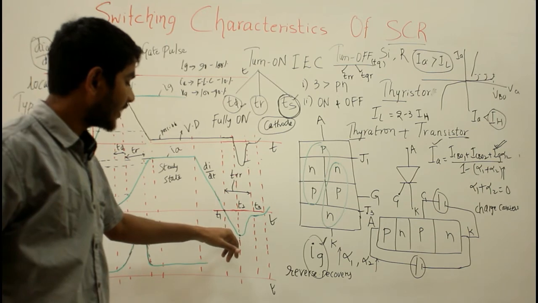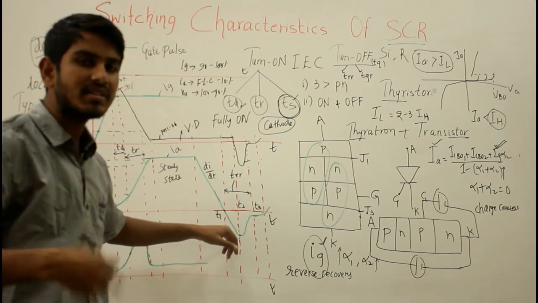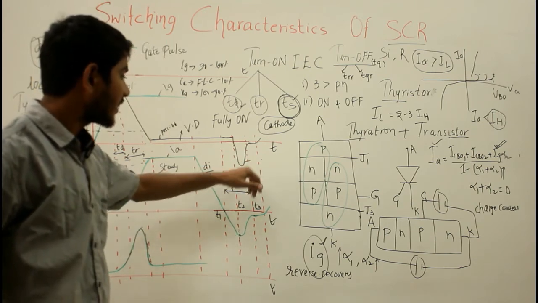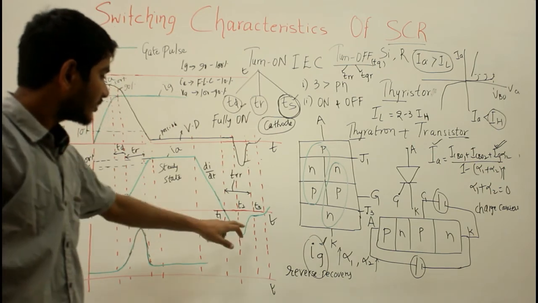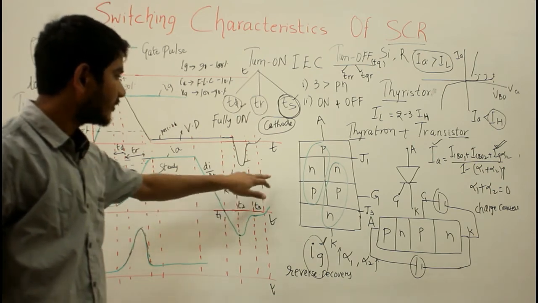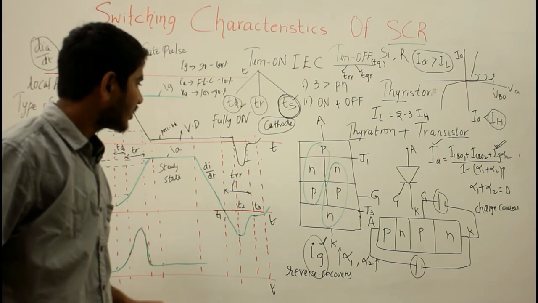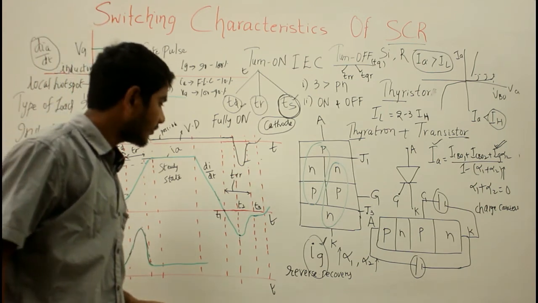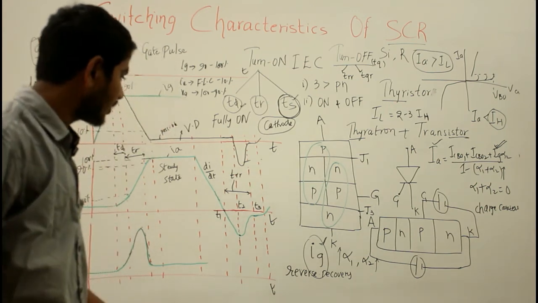Due to this rapid increasing reverse current, you will see a spike across the SCR. So after this reverse recovery time, the thyristor will follow the reverse voltage and regain its forward blocking property. That is a forward blocking voltage property.